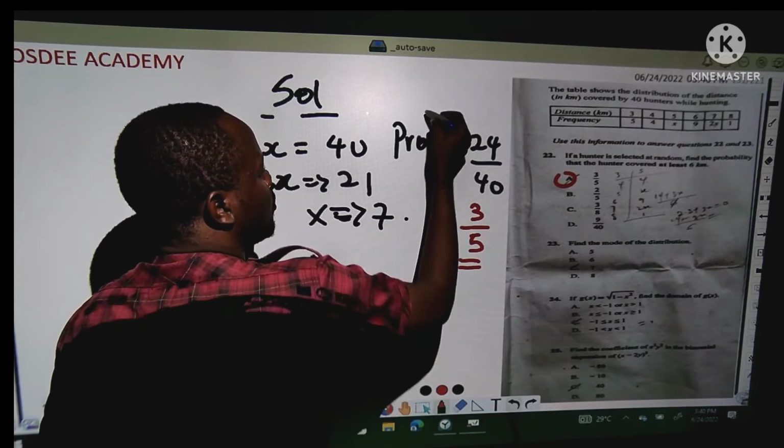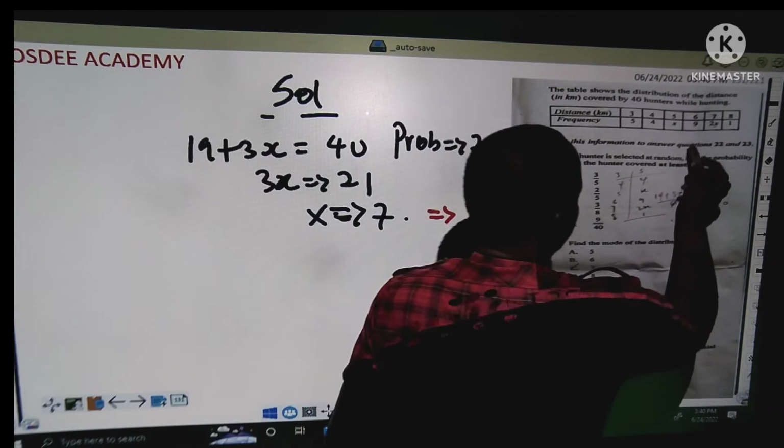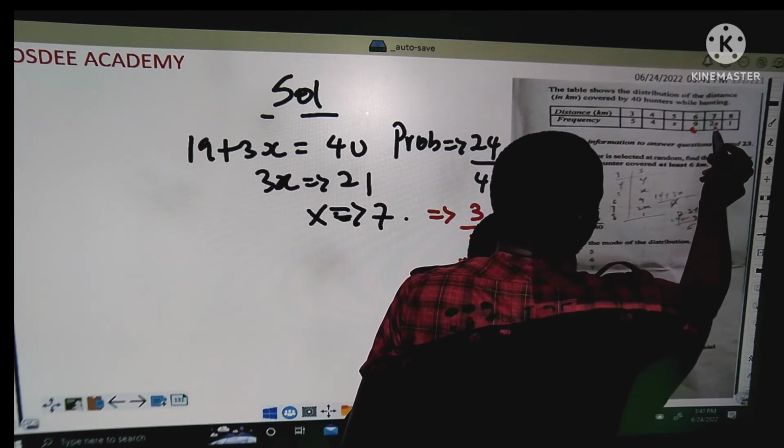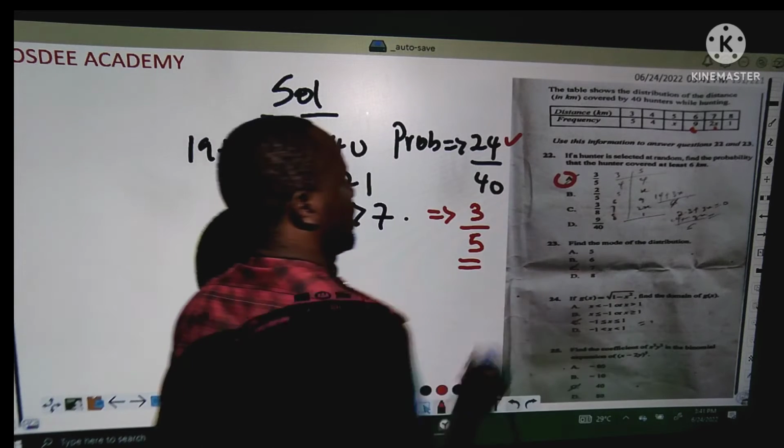Then, how do I come about it? I'm looking for greater than or equal to 6. 6, 9 people. 2 times 7, 14 plus 1, 15. 15 plus 9. That's how I come about 24.